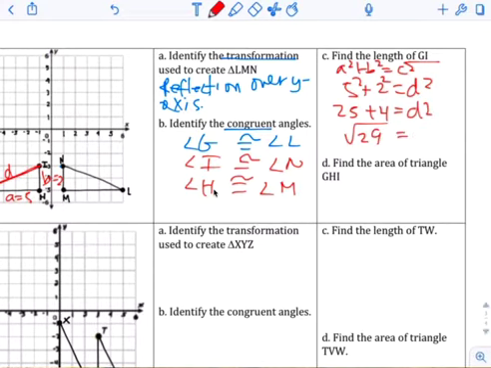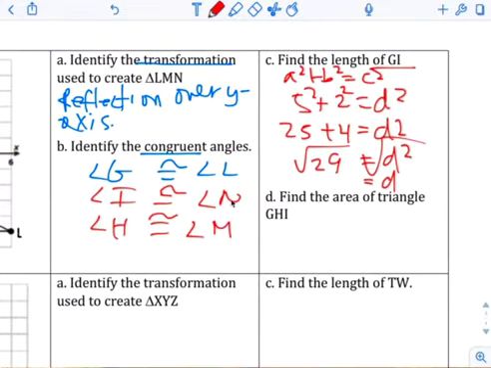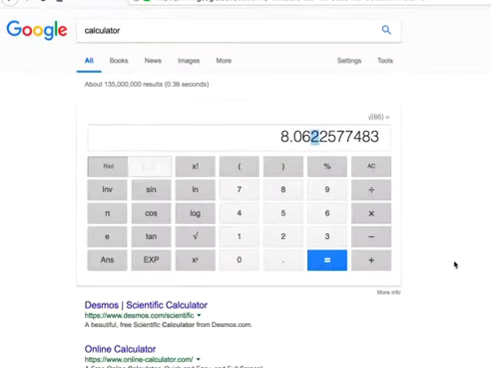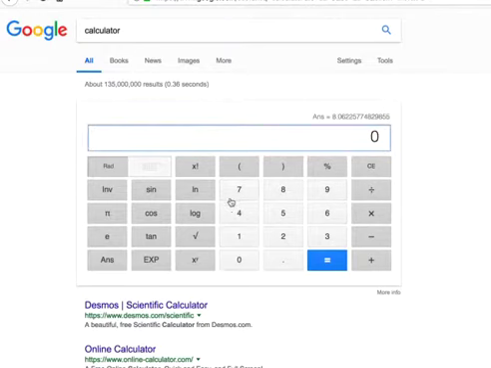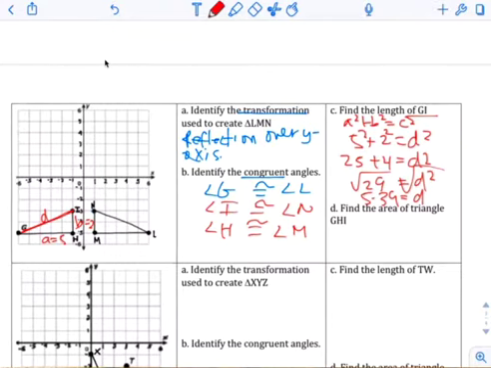29 square root. We need to find that square root because of that square. The diagonal, line segment GI, is the square root of 29. The square root of 29 equals 5.38, so you turn that 8 into a 9. We don't want the 5, so that 8 becomes a 9. So 5.39 units is the length of GI.